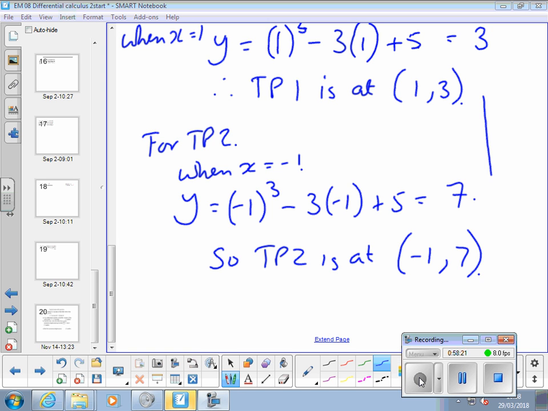So if we got a graph like this, and that's where x is +1, we've got a turning point where y is 3, there somewhere. And when x is -1, we've got a turning point where y is up here at 7. But we don't know their nature yet. We don't know which one's the minimum, which one's the maximum, or if there's a point of inflection. Because the question asks us to find the minimum and maximum values.